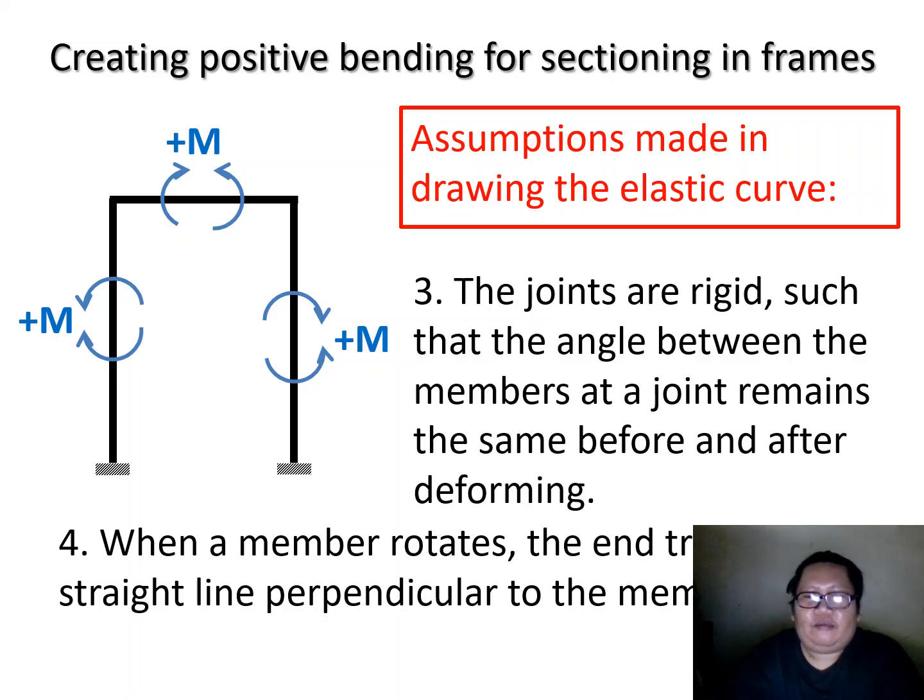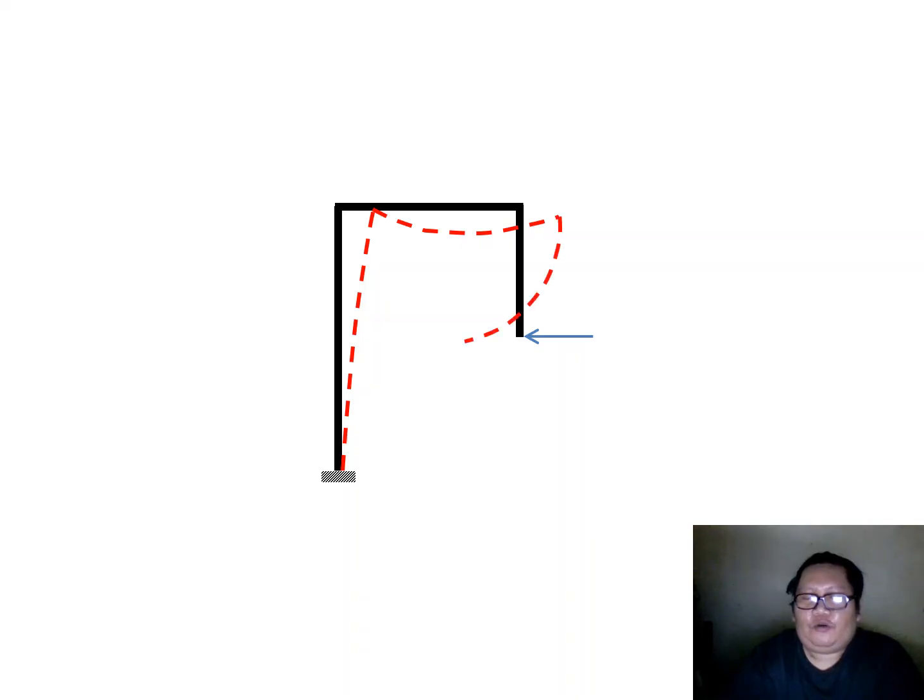Number 4, when a member rotates, the end travels in a straight line perpendicular to the member. This is somewhat the same approach: whenever an action is applied at a certain point prior to the end of the frame, the displacement of a certain point would be in relation to the final deformation at the end of the frame. So it correlates with the deformation at the end portion of the frame. So whatever deformation there is on the left side can also affect the deformation on the other side, and so as with the end of the frame. So they are interrelated. Let's proceed to our example.